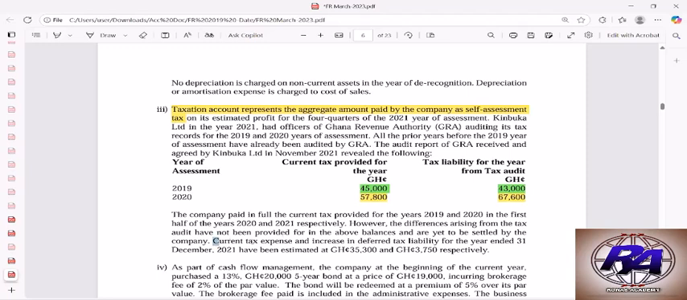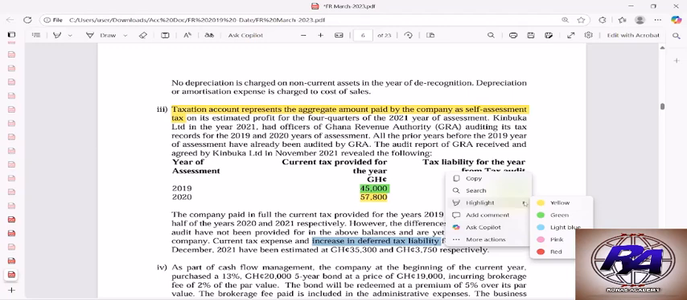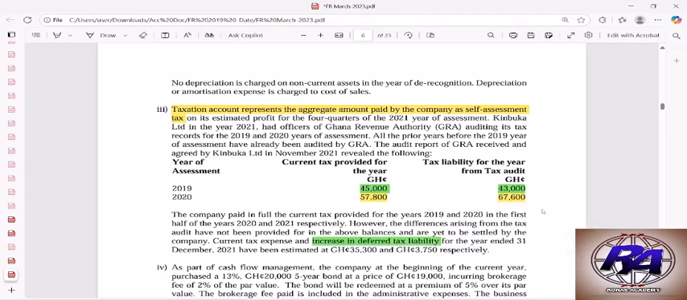They said the current tax expense and increase in deferred tax liability. Look at the word here. They said increase in deferred tax liability. This simply means deferred tax for the period. So the opening and what has been added for this current period is what they have given us. The statement will always tell you whether it is a closing deferred tax or the deferred tax for the period. It said increase in deferred tax.